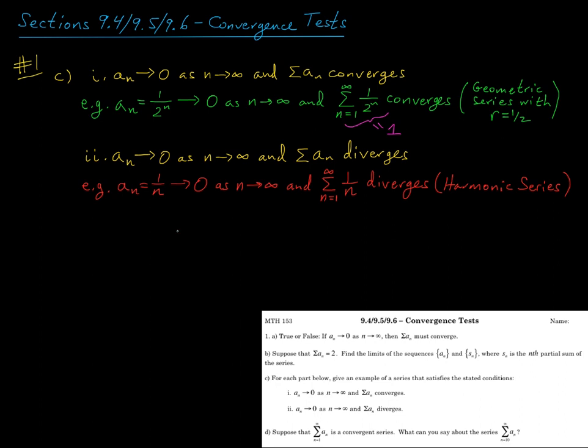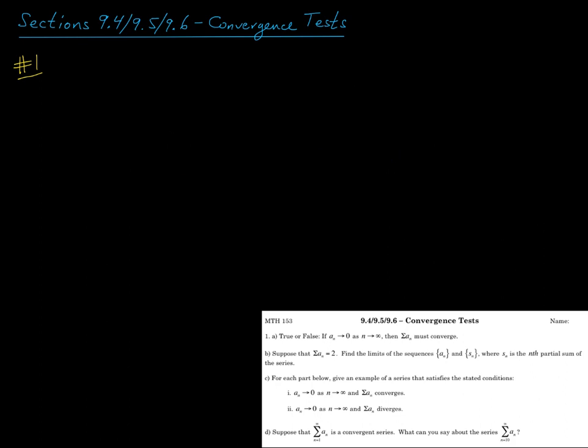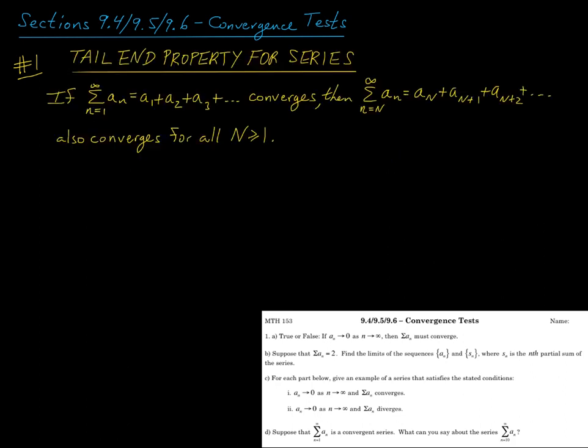All right, cool. So now for part D, it says, suppose that the series of a sub n, where n goes from 1 to infinity, is convergent. What can you say about the series of a sub n, where now n is going from 10 to infinity? Well, this is related to what we're going to call the tail end property of series.